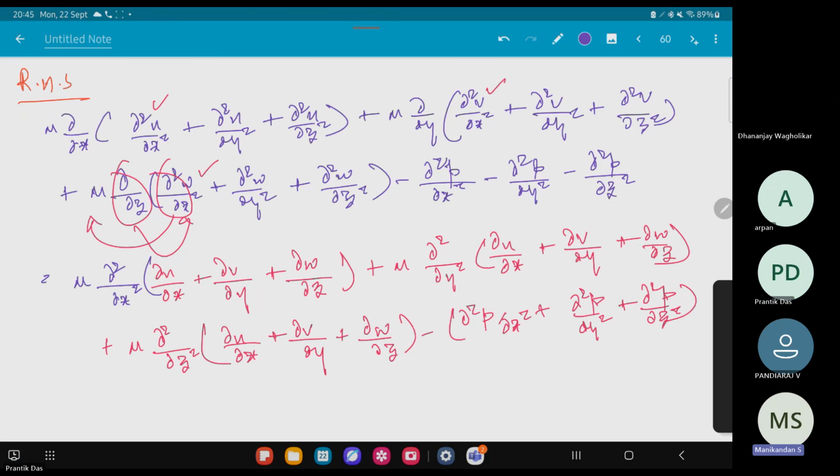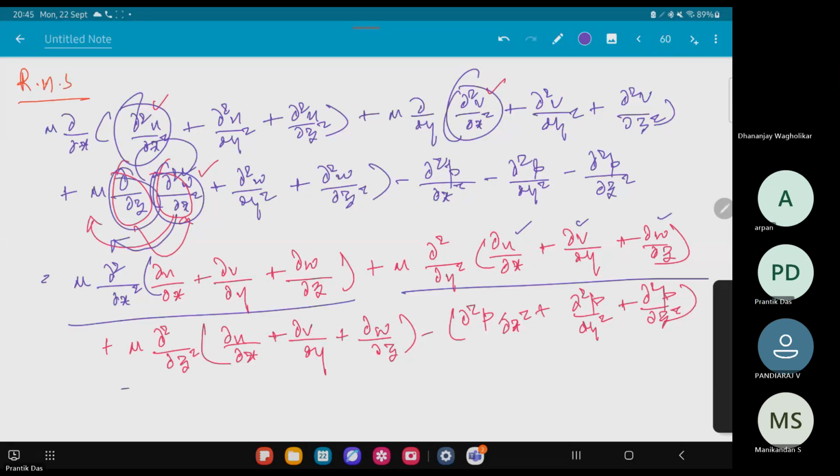Sir, this term is only a u component, right, sir? Other components also will come. Yes, u, v and w are there. So I take this term and this term. After that I take del square/dx square outside and the outside differential inside. That's fine, right?